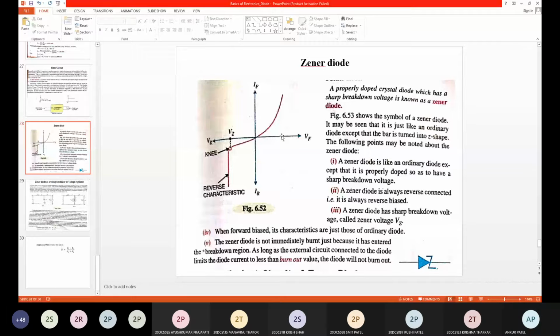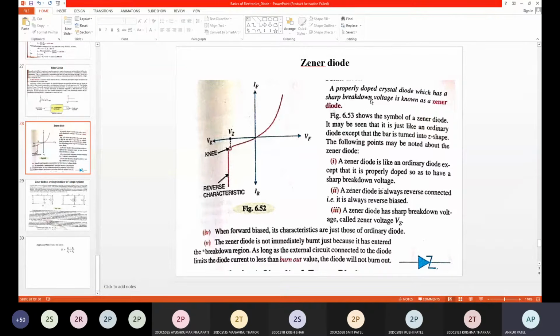So, what is a Zener diode? A properly doped crystal diode which has a sharp breakdown voltage is known as a Zener diode. You can see this in the reverse direction, at the breakdown point. This is the breakdown point at which we get this sharp characteristic, or sharp increase in current.